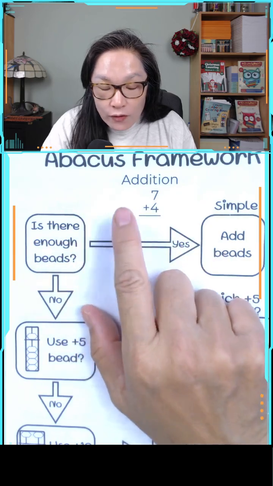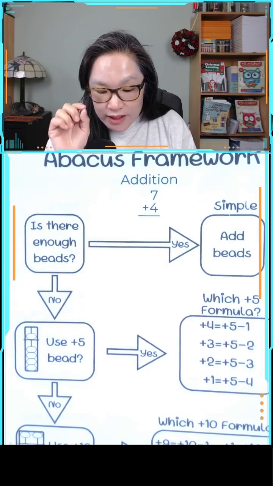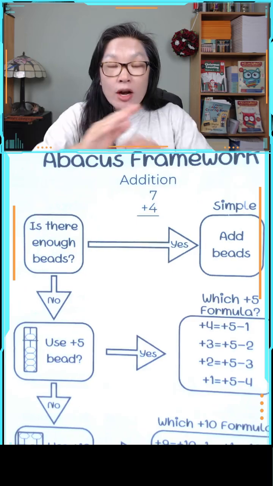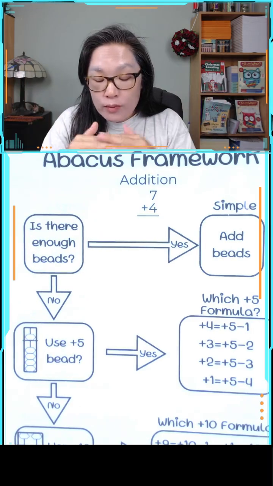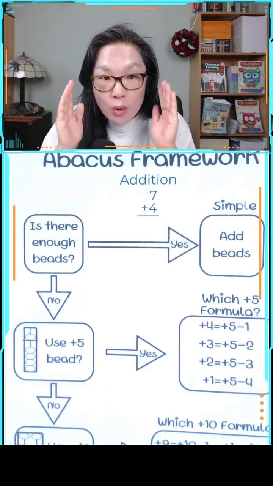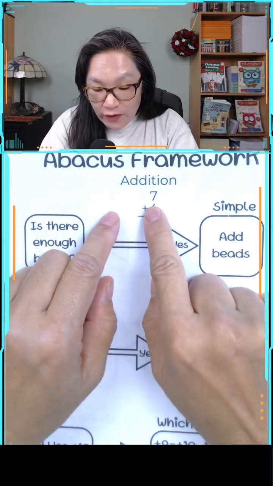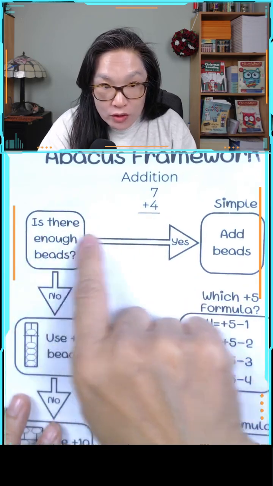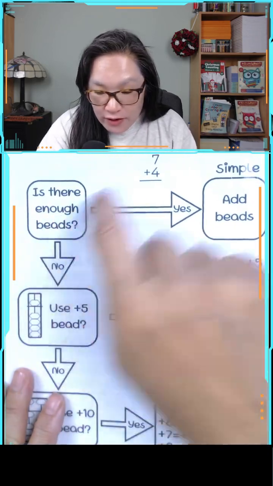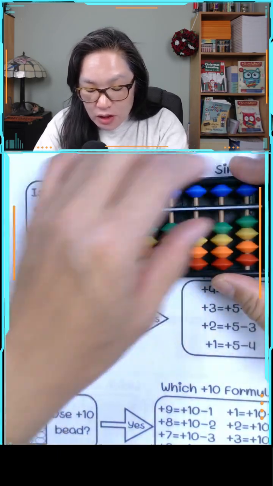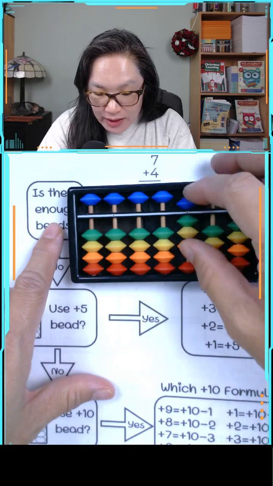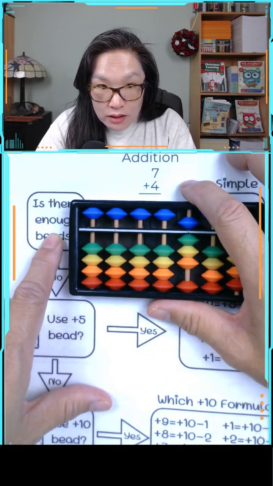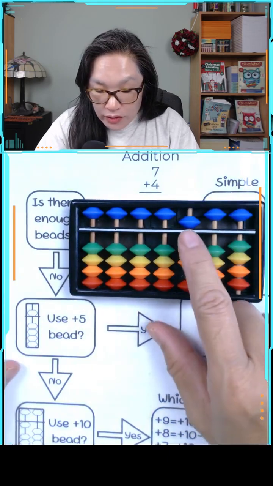So this is a workflow. It is very specific, and it's always going to be this. No matter what, no matter how big the number is, no matter how small the number is, it will always be that one number. So if I have one number that's 7 and you want to add the 4, you will always go through this workflow. Is there enough beads to add the 4, right? Yes, there is. No, there isn't.